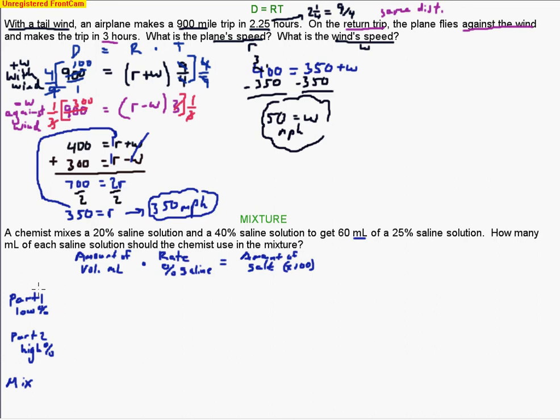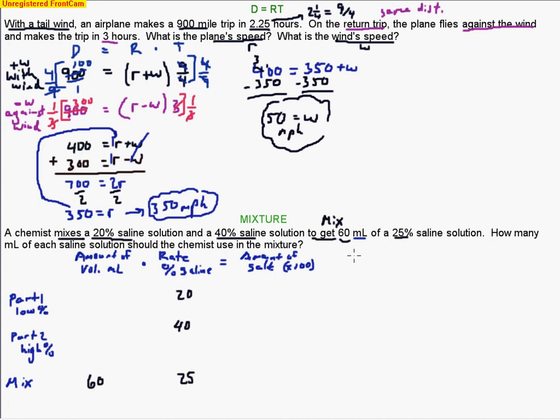Start with that part number 1, the low percentage. A chemist mixes a 20% saline solution and a 40% saline solution. They're mixing this stuff. So I know these are the parts. So one's a low percentage, so 20%. One's a high percentage, 40%. Whenever they say to get, to make, to obtain, this tells us that now we're going to be talking about the mix. So the mix has 60 milliliters. So 60 milliliters goes in the amount of volume, and it's of a 25% saline solution. So when you do these problems, you're always going to have a low percentage, a high percentage, and then the mix is going to be in between the two percentages.